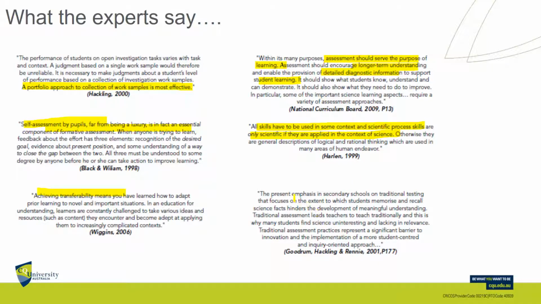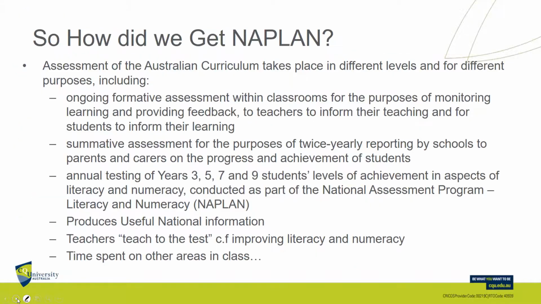And the present emphasis in secondary schooling on traditional testing that focused on the extent to which students memorise and recall. It's a bit of a critique of this, and you see it's Goodrum, Hackling and Rennie, and they published a lot of papers between 2001, 2008 and even up to 2012, where they're looking at traditional assessment practices as a barrier to science learning. So we're looking at something more innovative and something more real world and authentic. So you're asking, how do we get NAPLAN? I think it's a bloody good question.